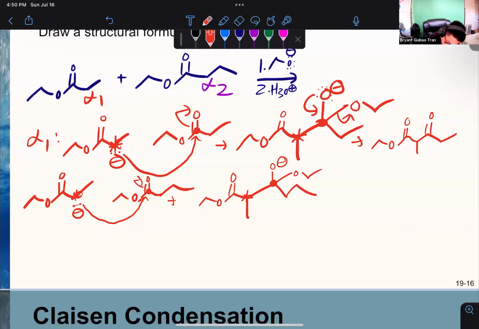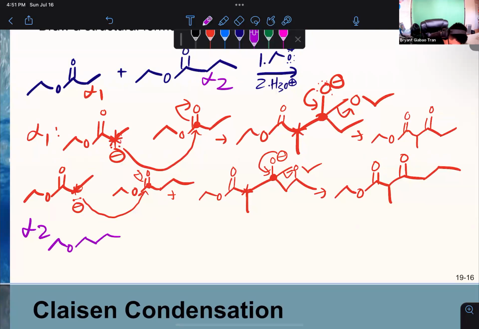And we reform the carbonyl, kick out the bad leaving group, and this would essentially give us the final product after the bad leaving group deprotonates the alpha carbon and it gets reprotonated by the acid workup. But since this is just telling us to draw the products, we don't have to draw all those steps. We would only have to draw those steps if it tells us to draw the mechanism. Yeah, and that's the second product. And you basically do the same thing for alpha 2.